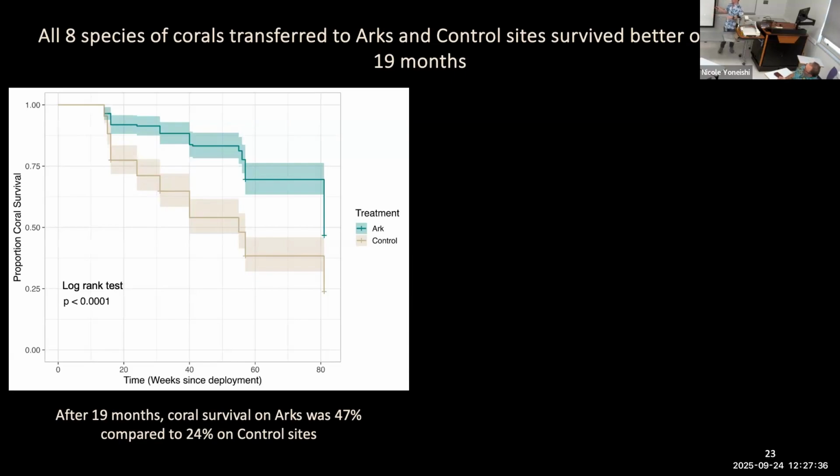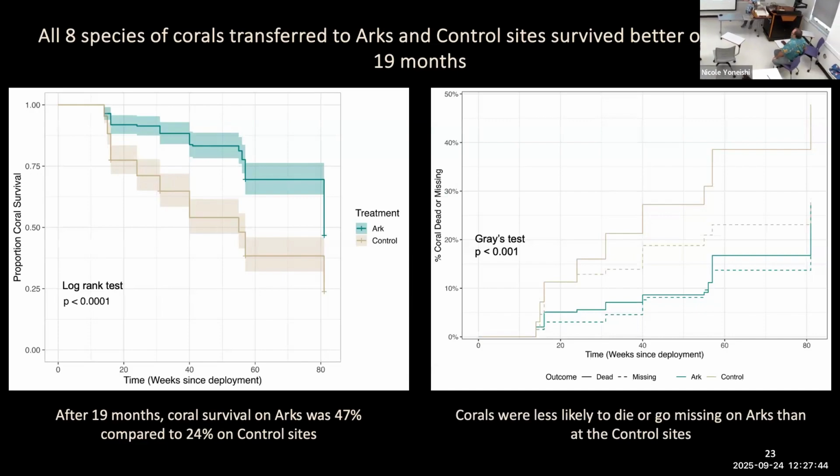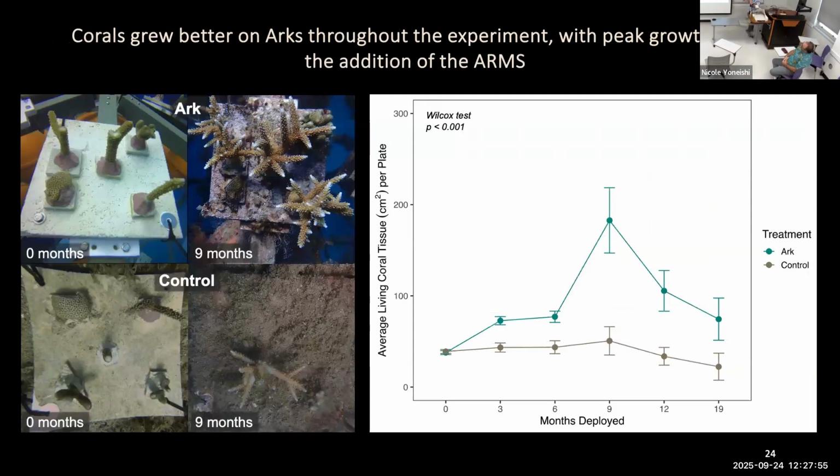And so that's part of the reason why we had lower survival of these corals. And I'll go into a little bit more, on the next slide, of why we also think that is. But this is the same data shown on a competing risk analysis that showed that corals were less likely to die or go missing on the arcs than at the control sites. So they survived better, great.